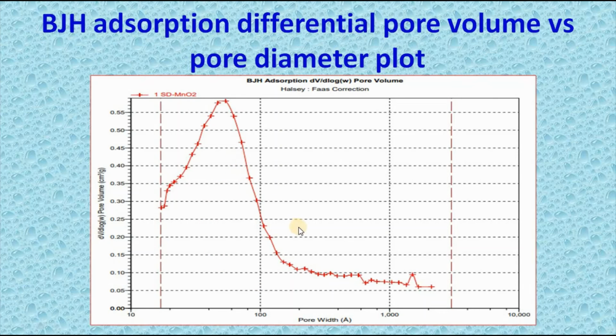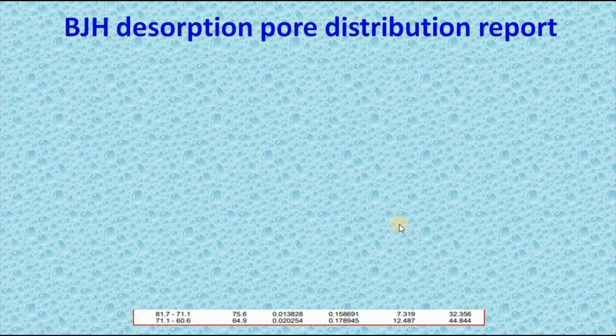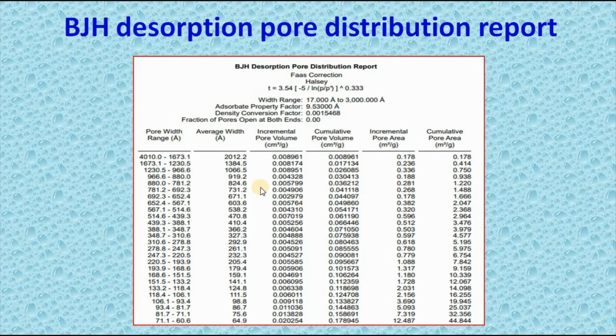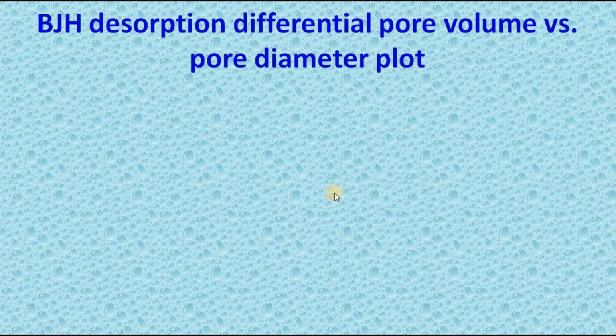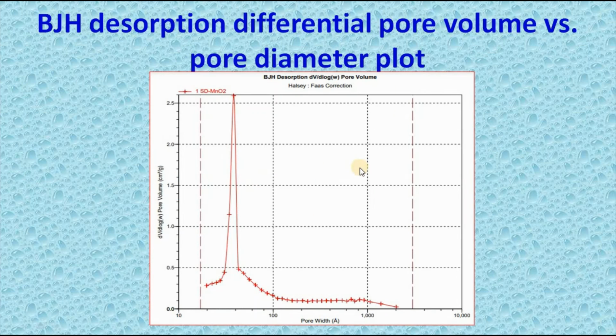This is for adsorption data, and similarly it also produces the BJH desorption differential pore volume versus pore diameter plot, which is this.